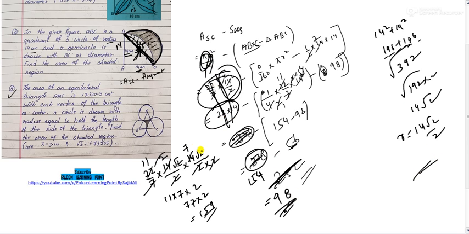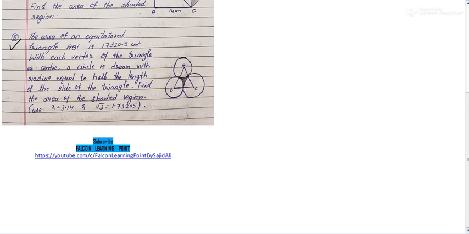Now coming to the last question. So the question is very important. The area of an equilateral triangle ABC is 17,320.5 centimeter square. With each vertex of the triangle as center, a circle is drawn with radius equal to half of the length of side of the triangle. Find the area of the shaded region.